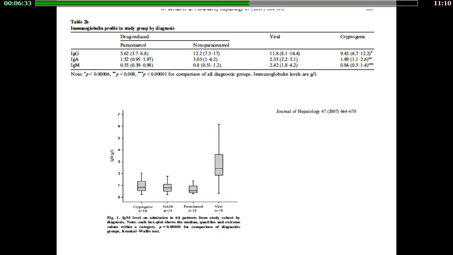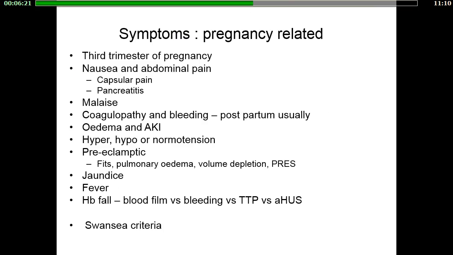The immunoglobulins do help you. In terms of this, you can see that the viral patients have much higher IgM than the drug-induced, so you can see some differential in terms of immunoglobulin profile.